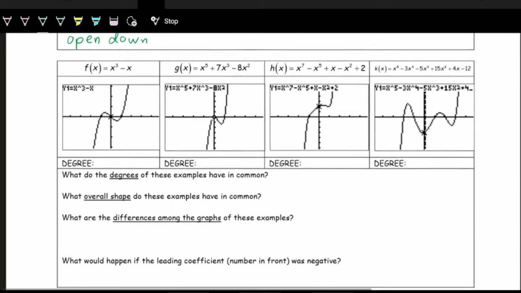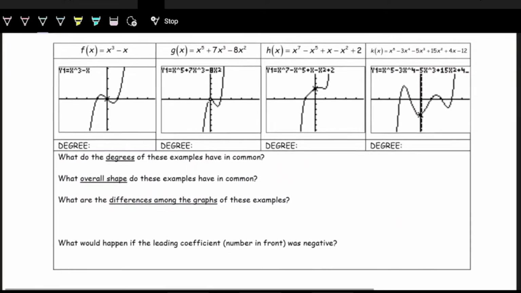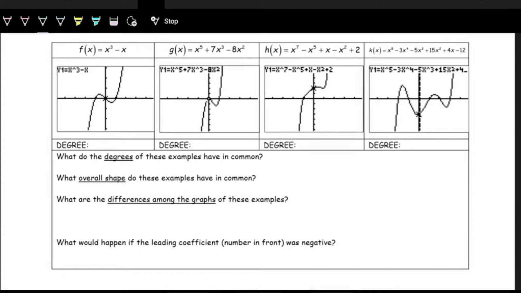So on the next set of graphs, we have x cubed minus x as the first one, x to the fifth plus 7x cubed, and so on. But let's identify the degrees of these, and then we'll ask the same questions that we asked on the last set. The degree of this first one, the highest exponent on x, is 3. The degree on the second one, the highest exponent on x, is 5. The degree of the third one is 7. The degree of the last one is 5 again.